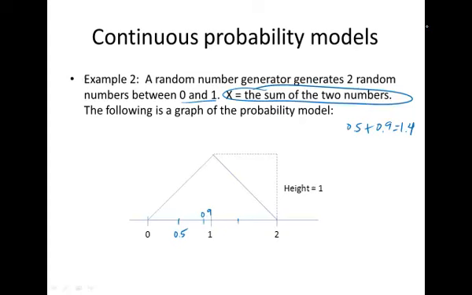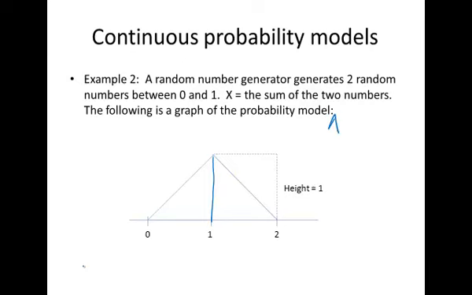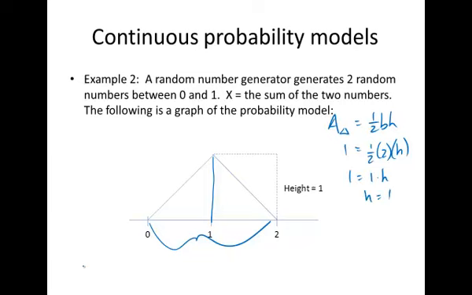So again, the height of this is 1 because we need to have a complete area of 1. You may recall that the area of a triangle is 1/2 times base times height. Well, the base is from 0 to 2, which is 2, and the height is unknown, and we know that the area has to be 1. So 1/2 of 2 is 1 times h is 1, which means the height has to be 1. Okay.